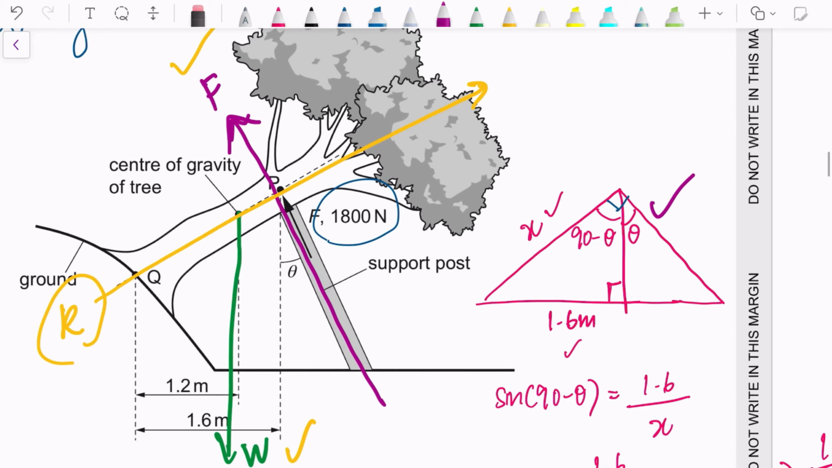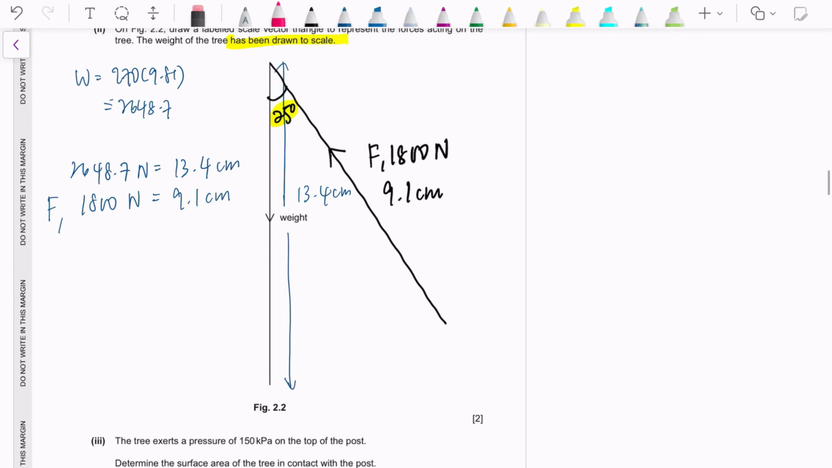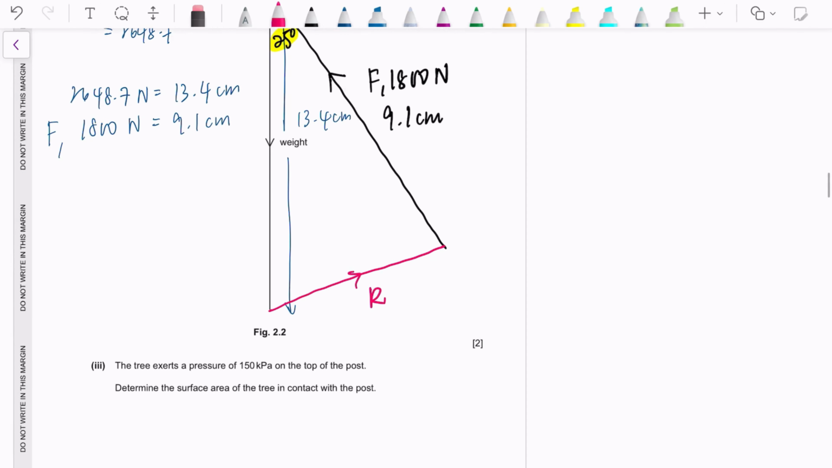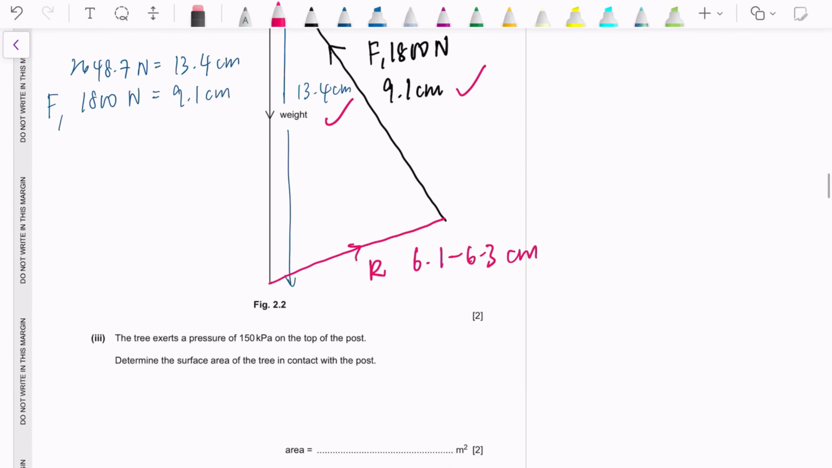Then your R is pointed in this direction. Therefore, you connect these two lines and this would be your R. When you measure this R, you should get around 6.1 or 6.3 cm. Approximately plus minus around there. If you draw this and this accurately, your R will be accurate.